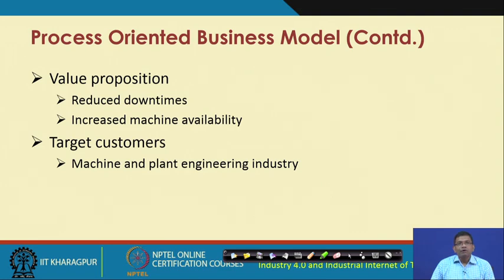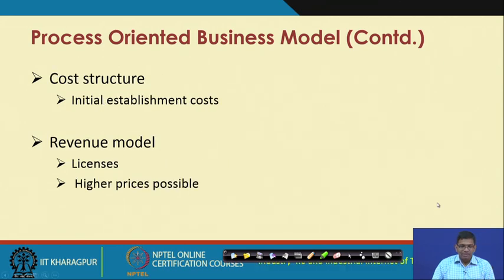So, these are some of the important features, attractive features of the adoption of the process oriented business model. And the next one is the target customers for use of this kind of business model. The target customers of the process oriented business model are basically the machine and plant engineering industry. These are the target customers of this kind of business model.